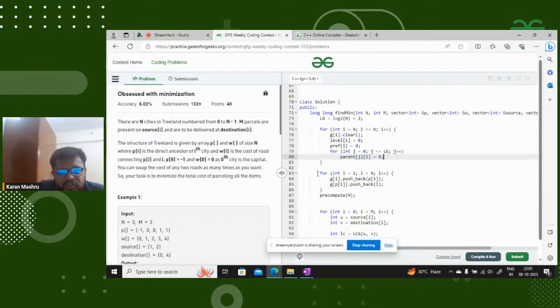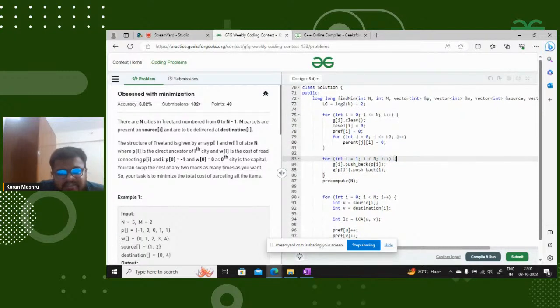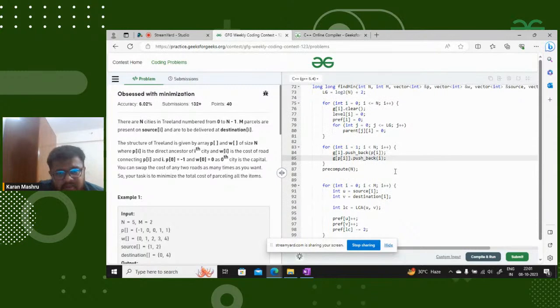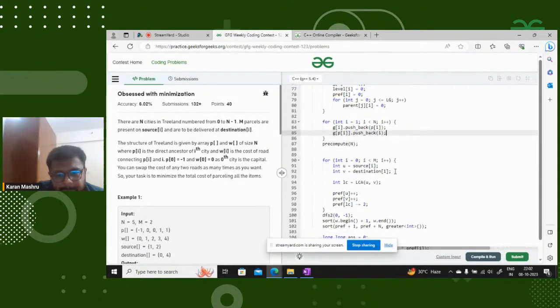First of all, I have made a for loop from i equals 1 to n, and in the adjacency list of i I have pushed p of i, because there is an edge between the ith node and the parent of the ith node, and I have also pushed i in the adjacency list of the parent of i. Basically, I am forming the adjacency list. Is this much clear? I have formed the adjacency list, that is what I have done, nothing else.